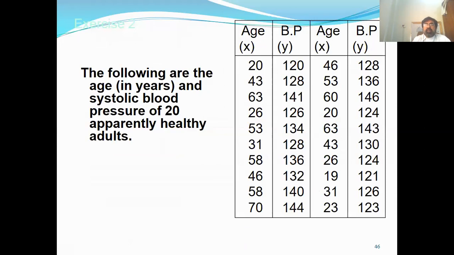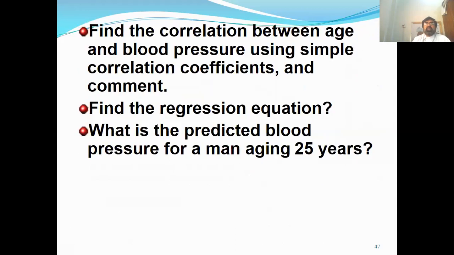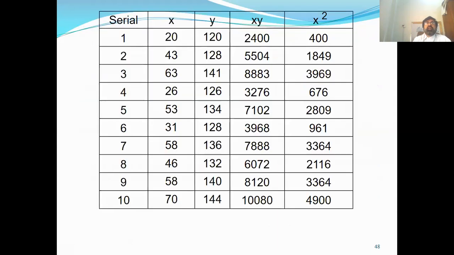This is another example. You can do it yourselves, but let's look at the slides. I'll show the slides so that you can better understand, and you can practice on your own as well. So find the correlation between age and blood pressure using the simple correlation coefficient and comment. Find the regression equation. What is the predicted blood pressure for a man aged 25 years? So these are the values.